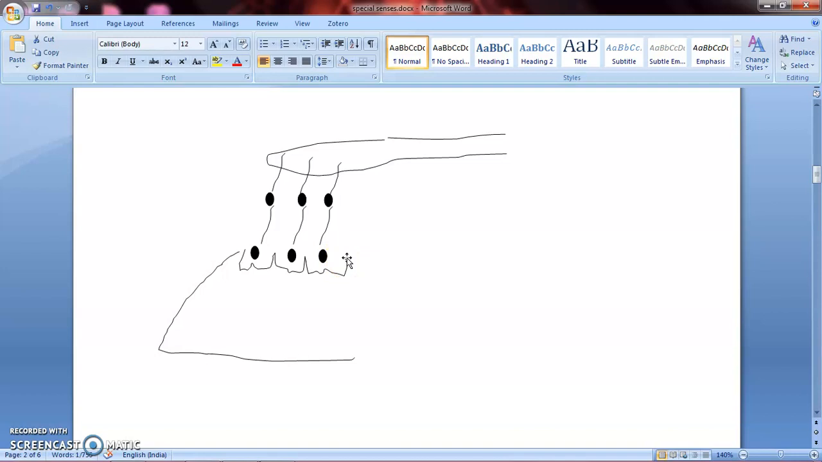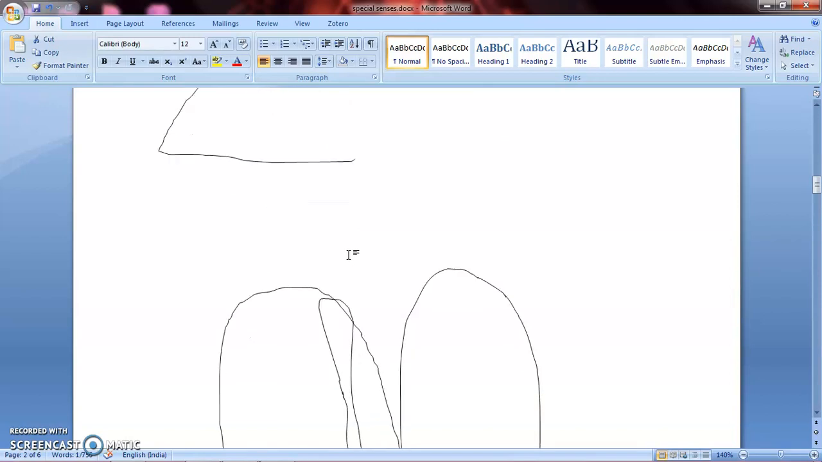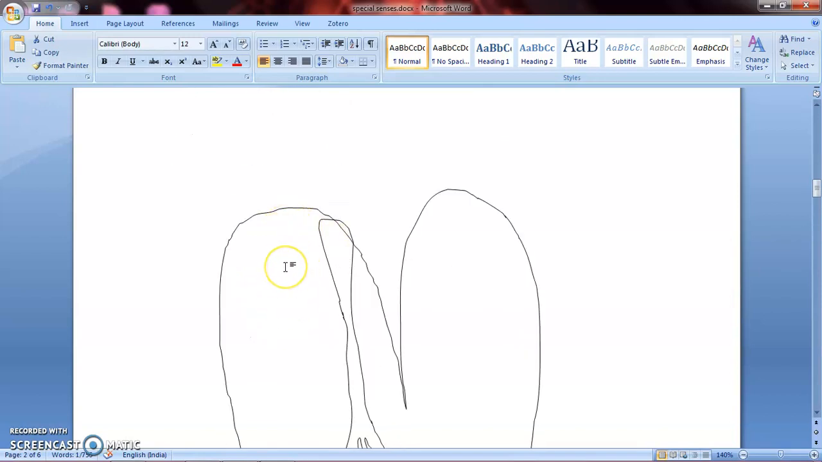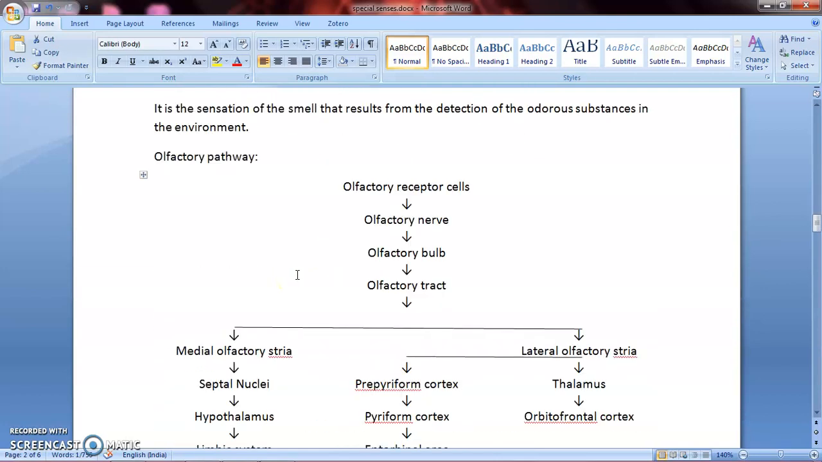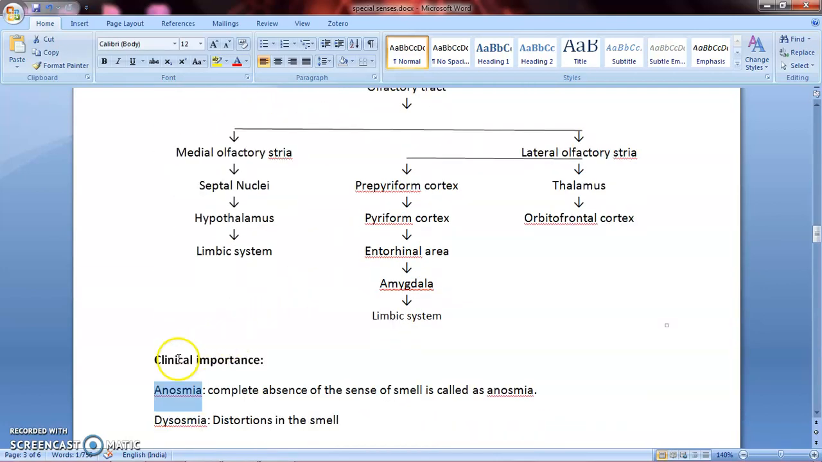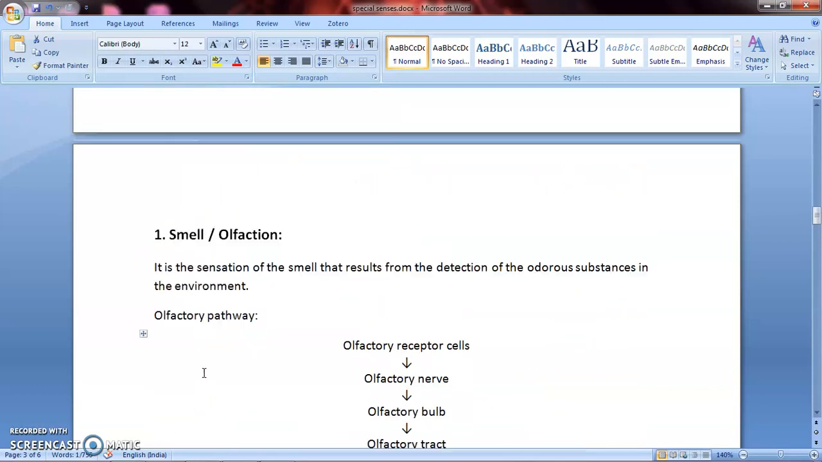Distortion of smell is called dysosmia. That is also of clinical importance. Sometimes an olfactory lobe tumor will produce epilepsy, abnormal generation of impulses. At that time the person perceives the sensation of smell even without any smell present. That is called parosmia. So that is the gist of it. Clinical importance: anosmia, complete absence of the sense of smell; dysosmia, distortion in the sense of smell.